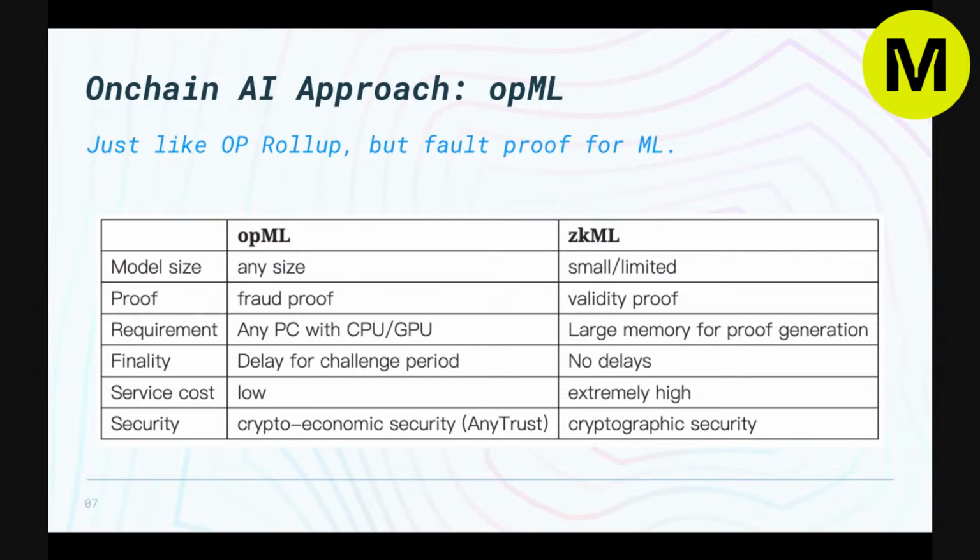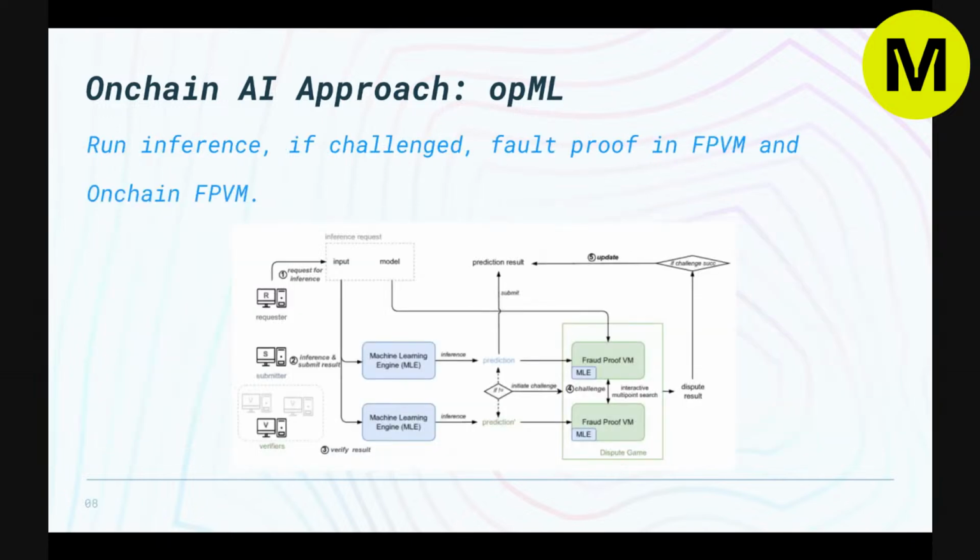That OP rollup is much faster because it doesn't need the proof generation process. It only needs people to challenge. It runs the inference, and if it is challenged, it performs an on-chain arbitration process to generate a fraud proof, and this fraud proof serves to establish whether this computation is correct or wrong.